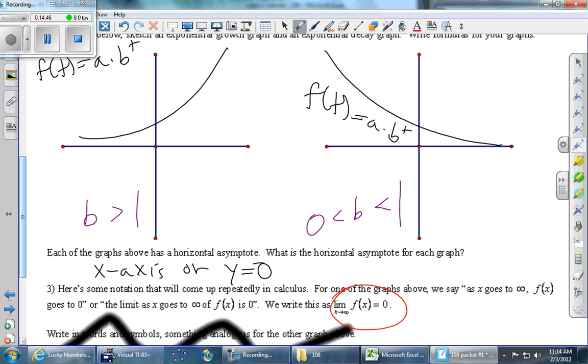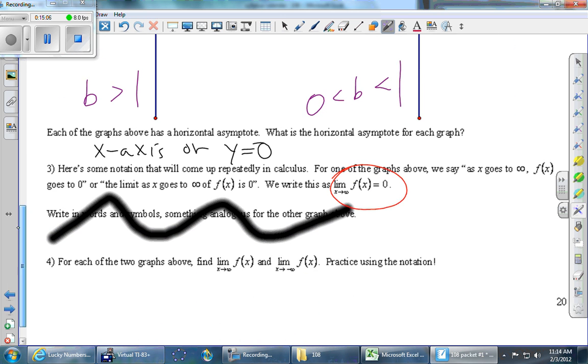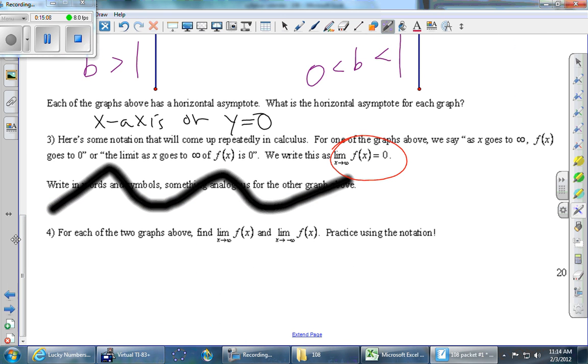Which one of these things has that property, that when you go to the right, the f of x values approach 0? It's this one on the right-hand side. And again, as x goes to infinity, these y values are getting very close to 0. And that thing in the red circle is how we write that, okay? So what I'd really like you guys to try is the next part, number 4, and we'll go to Melissa.